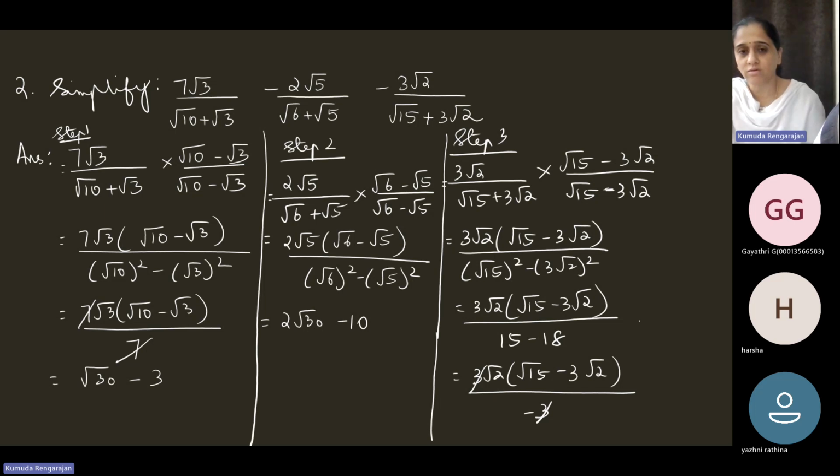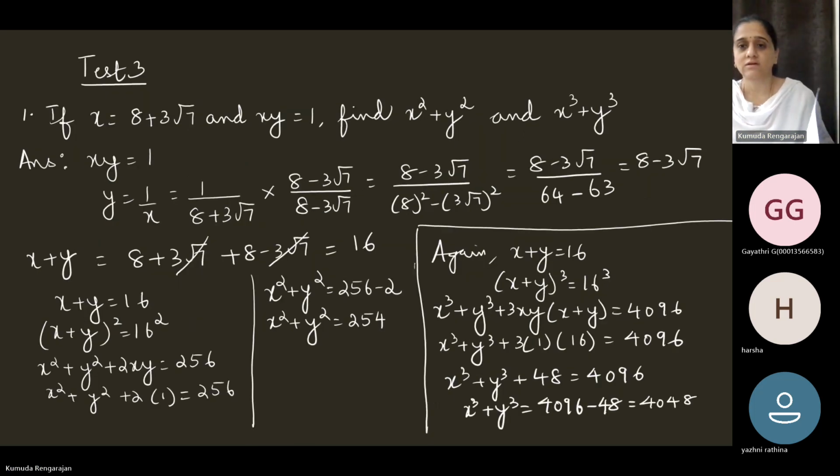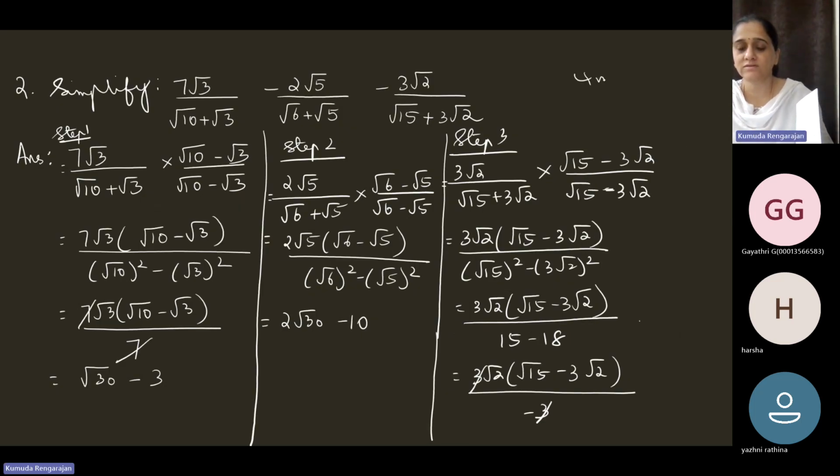Second one is 4 marks. Each step carries 1 mark. Step 1, step 2, step 3, step 4. Each step carries 1 mark.